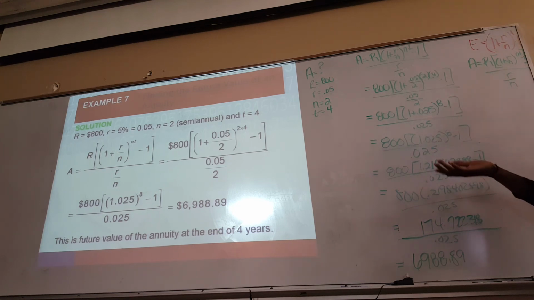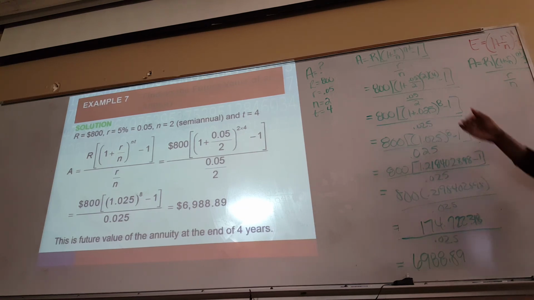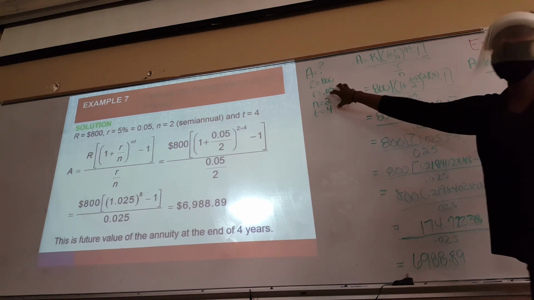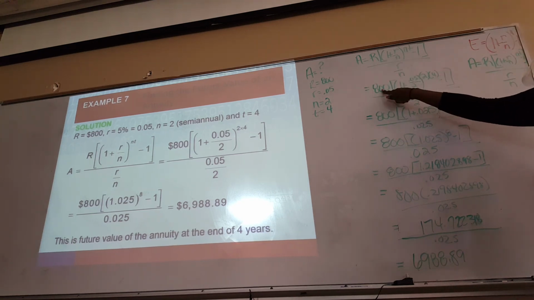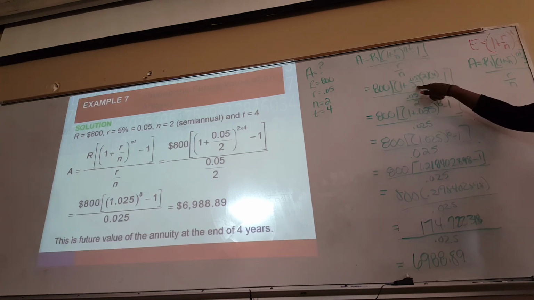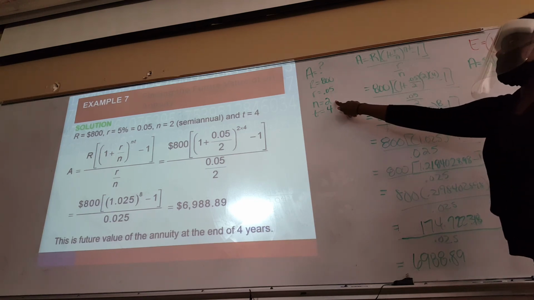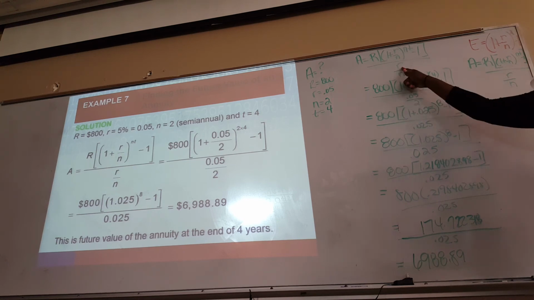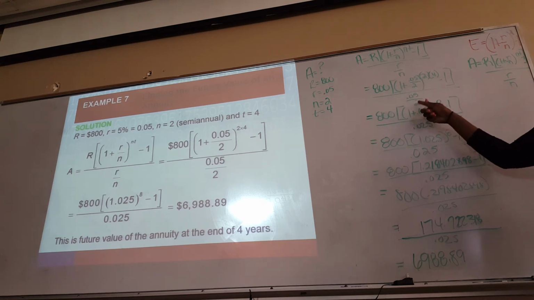I'm confused, it's like the steps were going back and forth. It is, but I'm going to try to explain it. You knew how to find the numbers, right? All I did was plug in big R, 800. Brought down the 1 because it's a constant, 0.05 over 2 because it's R over N, 2 times 4 because it's N times T, minus 1, and still our R over N, which is 0.05 over 2. You get where we are now?